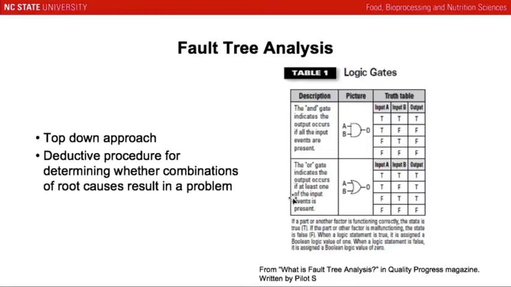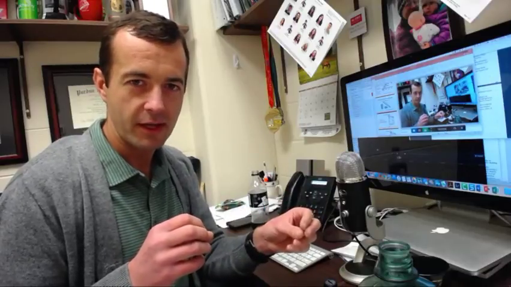start off with the key quality problem, and here we use a deductive reasoning procedure for determining whether combinations of root causes will result in a pattern. And so you need to get familiar with these symbols here. Sometimes, think of it this way, you might have a problem that can occur independently, or maybe a problem where the root cause needs another root cause to happen in order to work.